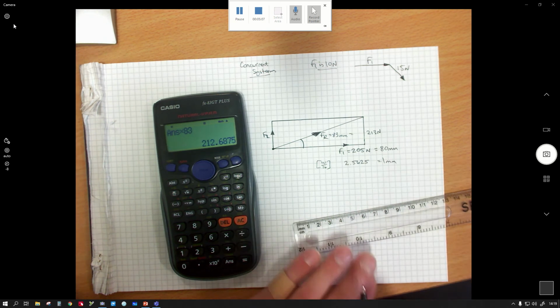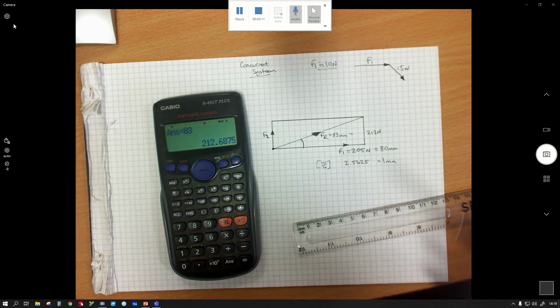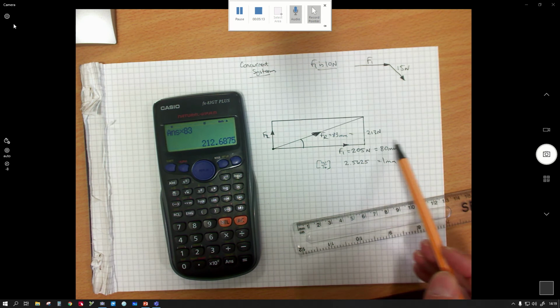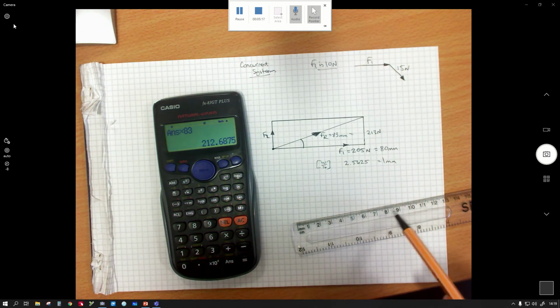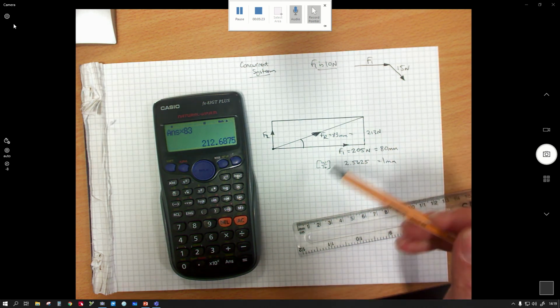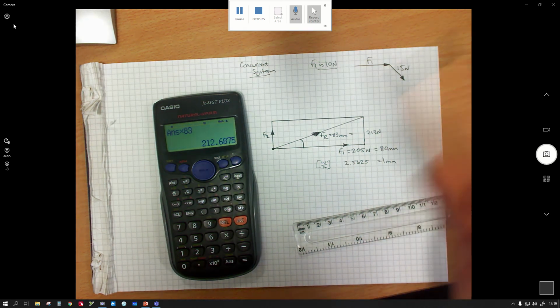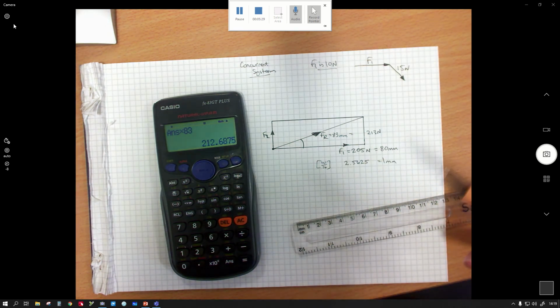So my resultant is 213 newtons. In an exam setting, the marker will be given a range of values. They would work out what's an okay tolerance on that reading. If I'm getting it at 83, it's possible that people could get it at 81 or 85. So they'll do that calculation and then give the marker a spread of values there. As long as you're within that window, you'll get it correct.